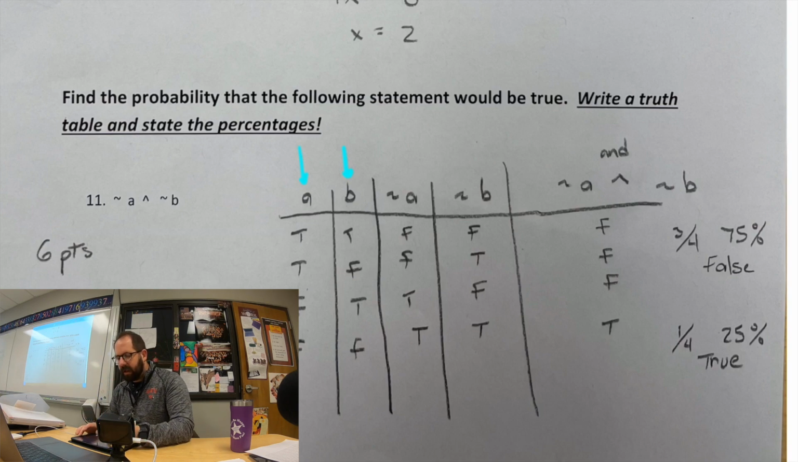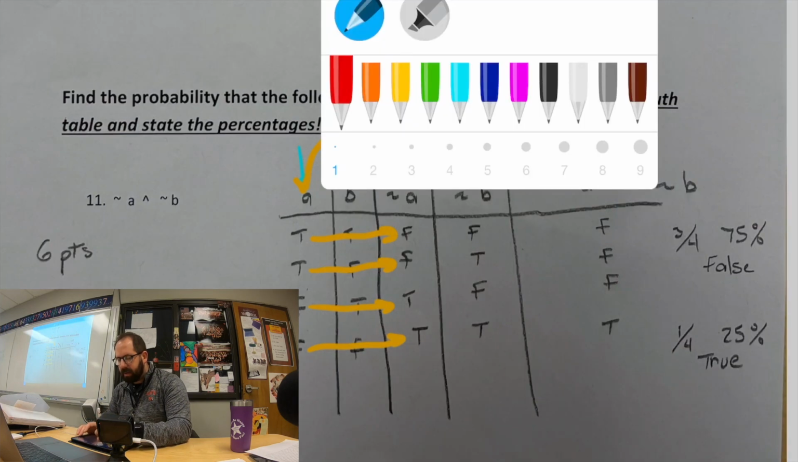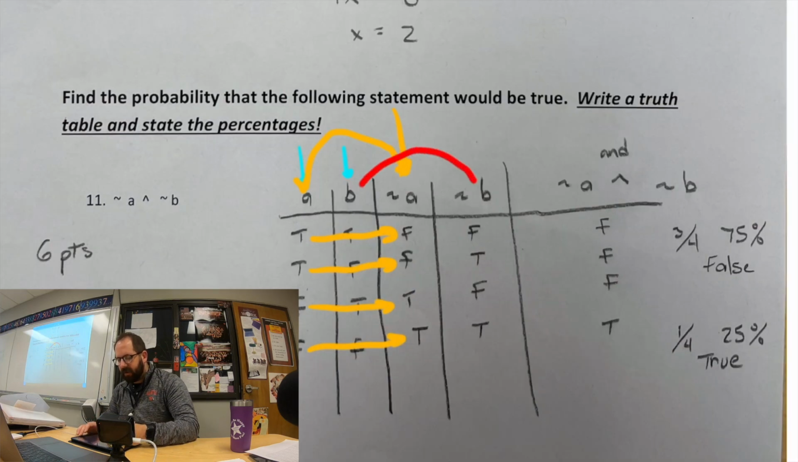The negation column is all of the opposites. So to get the negation column, you look at the A column and you negate them all. You can see this. Look at that. They're all the opposites. That's how you do a negation. That's the negation of A. And then for the negation of B, I look at the B column and I read off all of their answers.